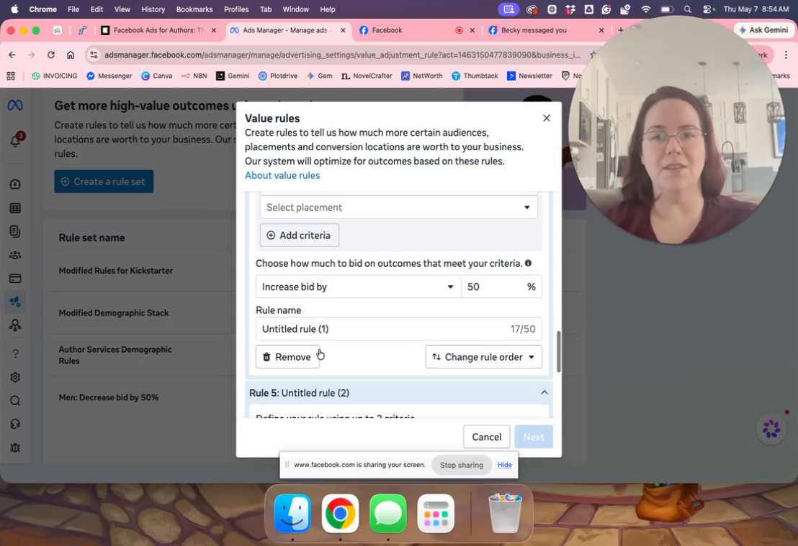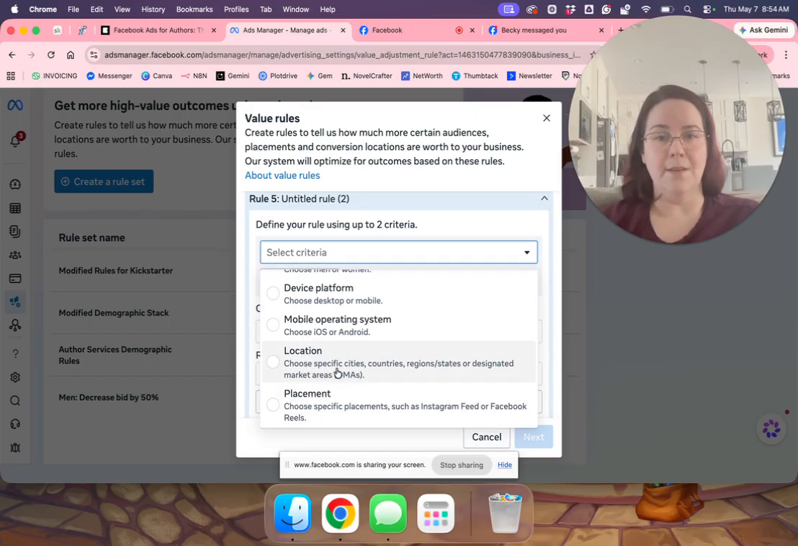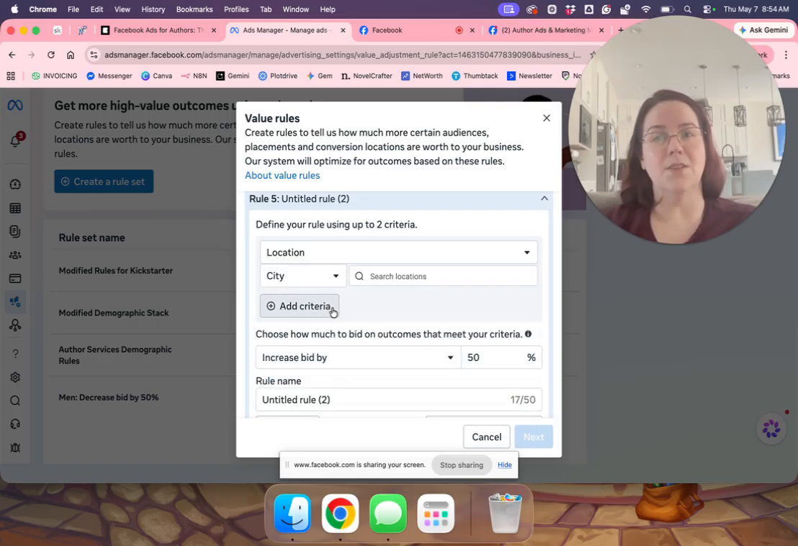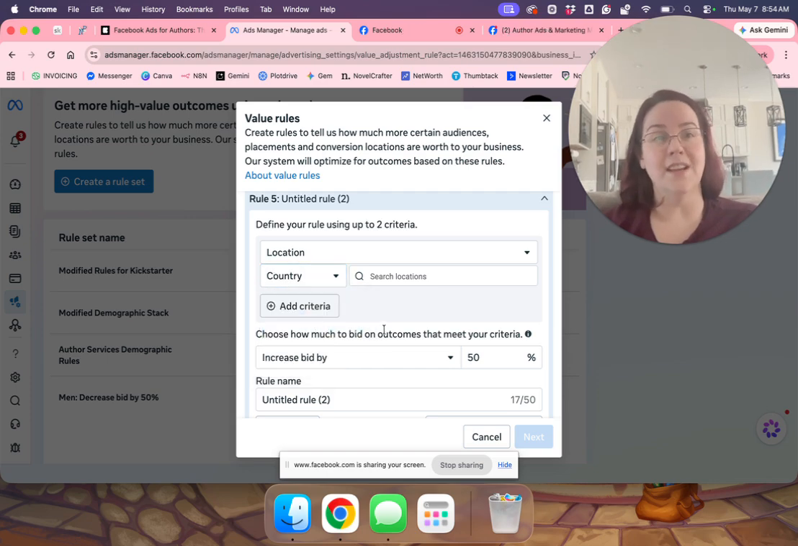I also decrease bids when I'm doing a global audience by country, because I know that certain countries I'm going to burn through really fast. Australia and Canada are great supporters of me. We just vibe. I love these countries, but they are small compared to the US.